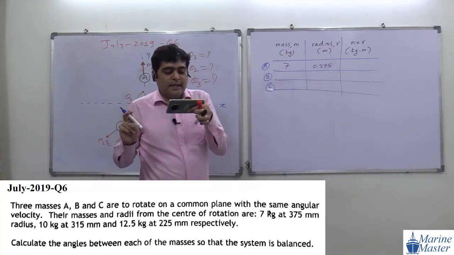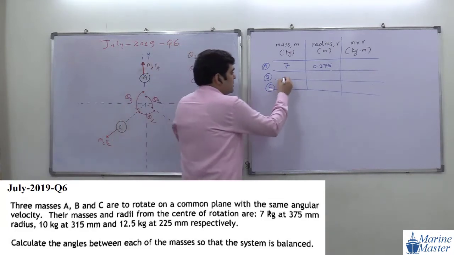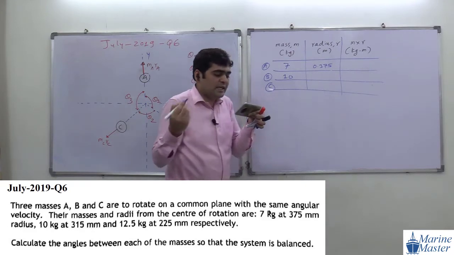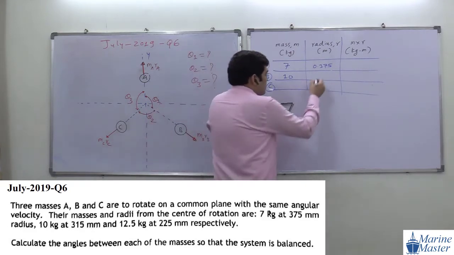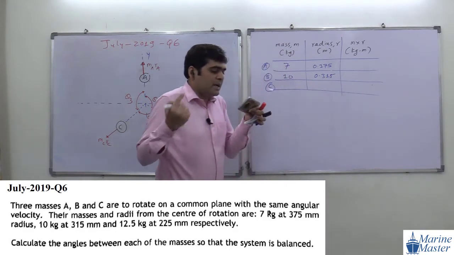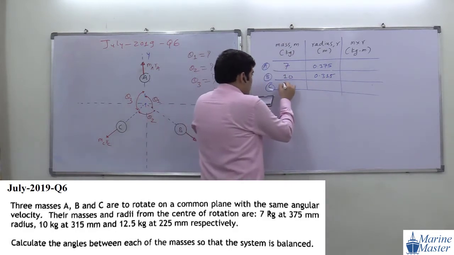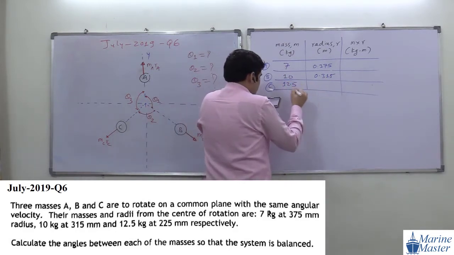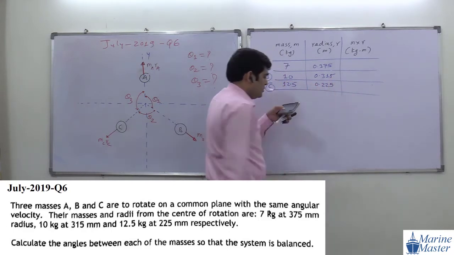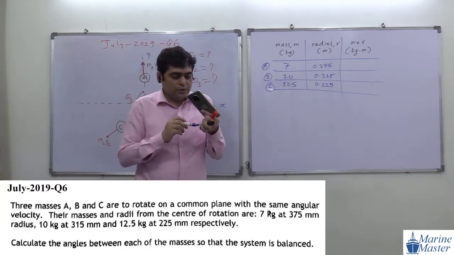Very good. Then the second mass is how much? 10 kg. At how much radius? 0.315 meter. Okay, good. Then the third mass is how much? See the pointer. 12.5 kg, at 0.225 meter. Good.